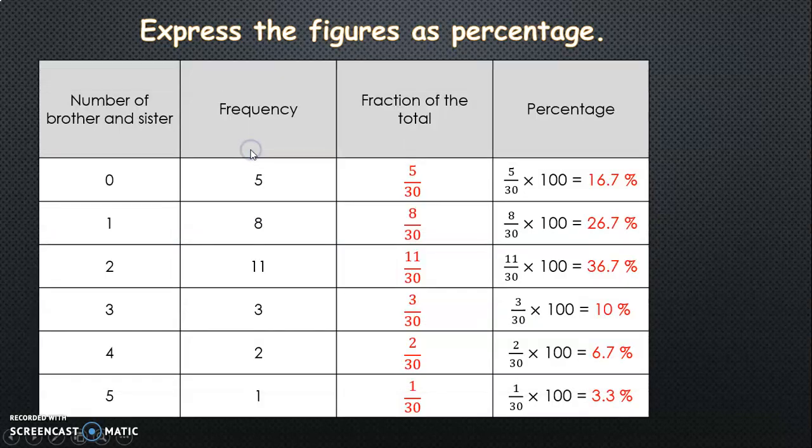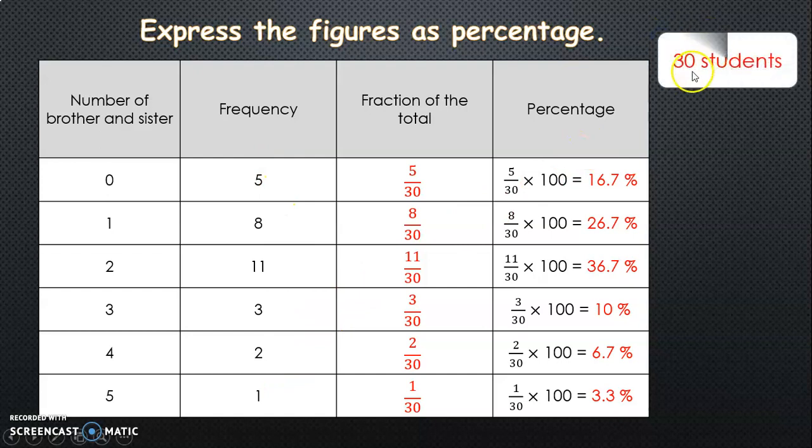How will we do it? So this is going to be the table now. See here the number of sisters and brothers and our frequency. Again, our total frequency is equal to 30 students. Do not forget that in order to get the fraction of the total. Again, where do I get this 5? This is from the frequency. The 30 is the total number of frequency. So this is going to be our fraction of the total.